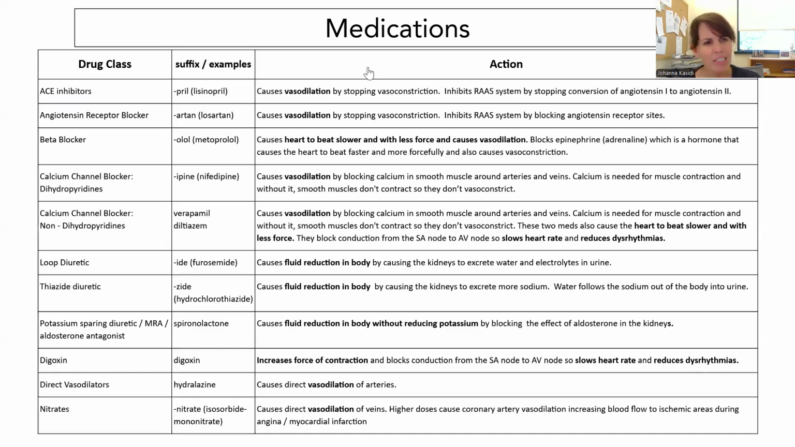Okay. And for the list of medications, if you can memorize the drug classes, what the suffixes are, so you recognize the generic name when you see it, and just basically what they're going to do. Like ACE inhibitors, the suffix is pril, like lisinopril. It causes vasodilation, and it does that by inhibiting RAAS. If you just remember those few little pieces for all of the meds on here, then it's going to help you understand what situations we would use them in. So I really encourage you to take your time and memorize this slide.